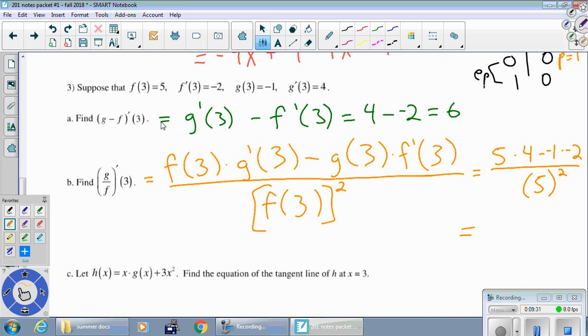So upstairs I see 20 minus 2, which is 18. Downstairs 25, and that's our answer.